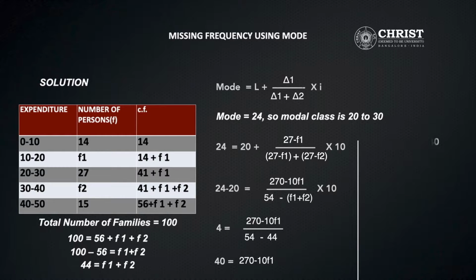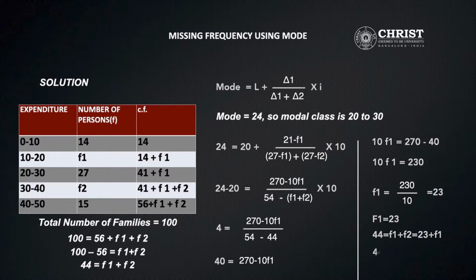So 54 minus 44 is 10, so 4 is equal to (270 minus 10 F1) divided by 10, so 40 is equal to 270 minus 10 F1. So 10 F1 is equal to 270 minus 40. So 10 F1 is equal to 230. F1 is equal to 230 divided by 10, that is 23. So now you know that F1 is 23. Now we have to use the value of F1 and substitute in the first equation we formed. 44 is equal to F1 plus F2. So 44 minus 23 is 21. That is the value of F2. So this is how you calculate mode, modal value and the missing frequency.